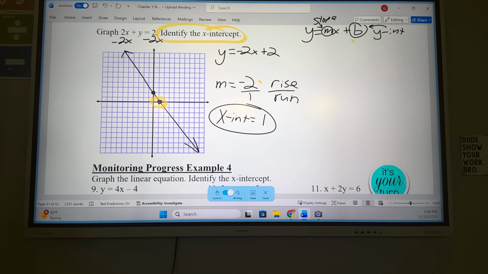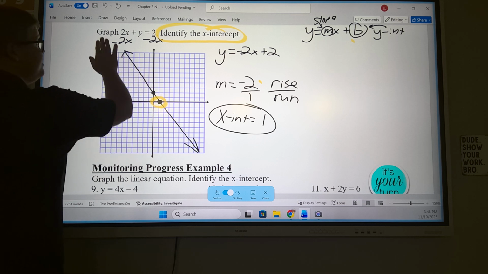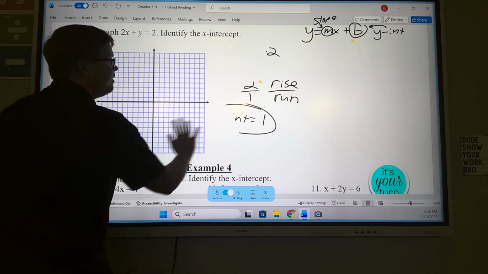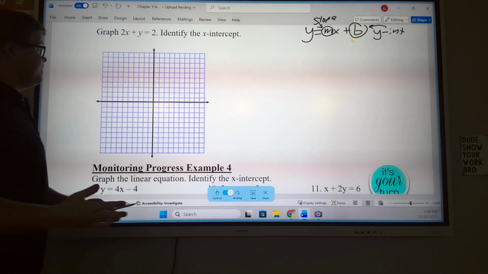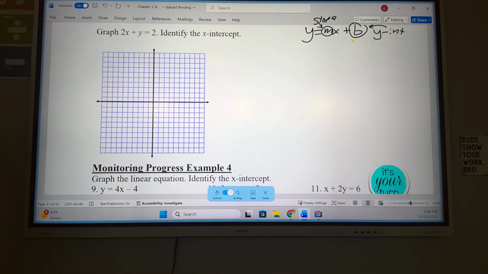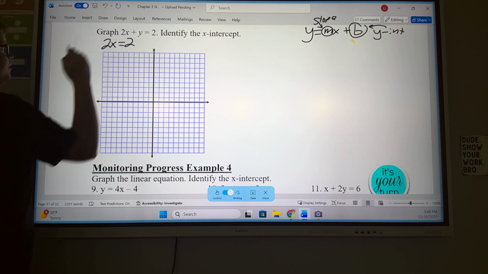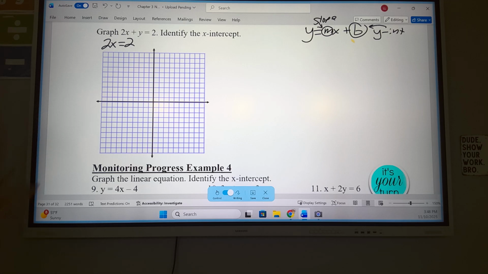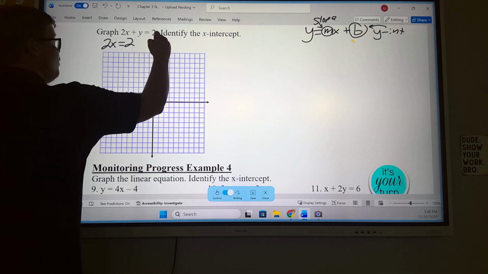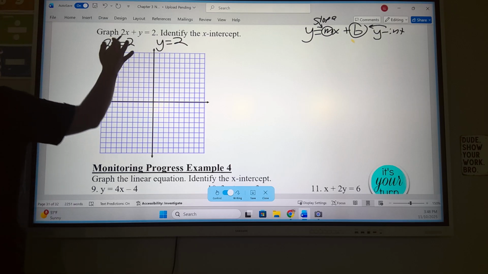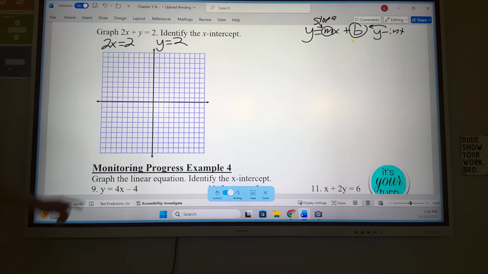Now, the other way that we could graph, which might be easier, is just using standard form, using what we have. And we know to find the x-intercept, y needs to disappear. So we have 2x equals 2. To find our y-intercept, x needs to disappear. So we have y equals 2. We get both of these from the same equation.